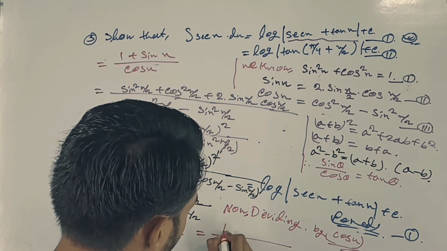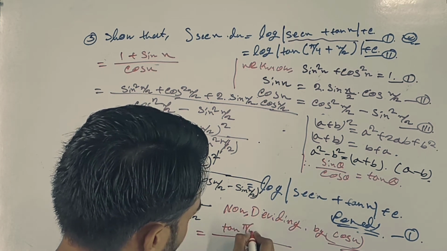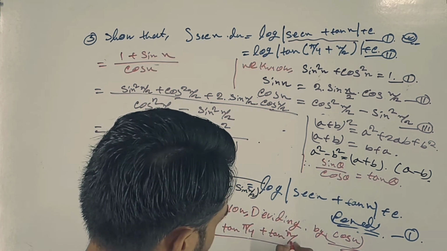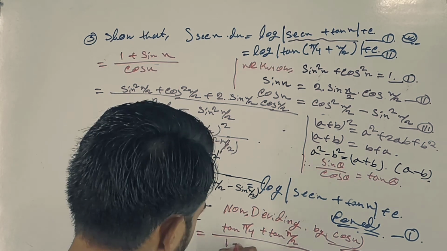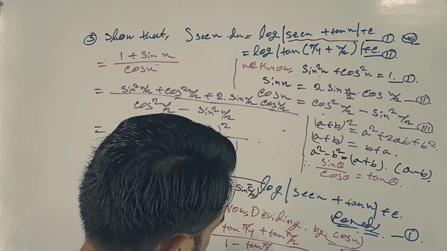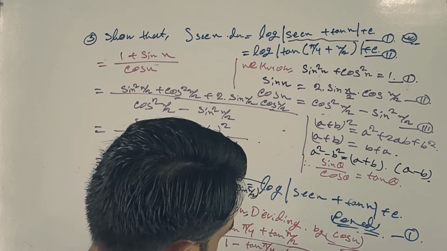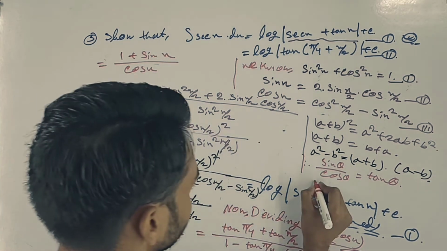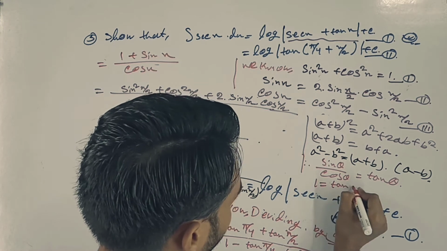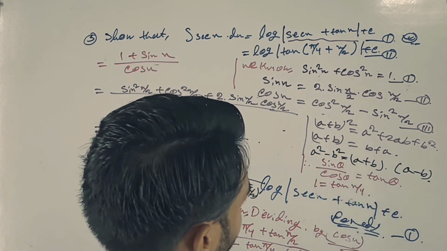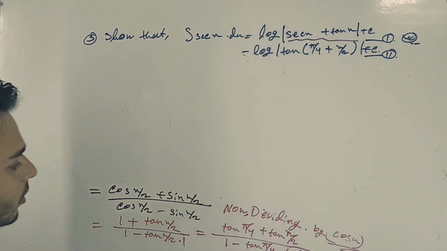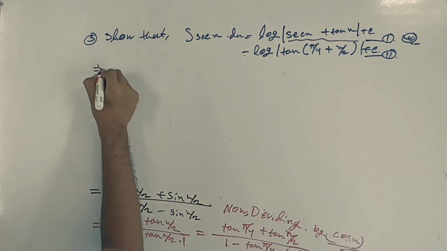So now we write the 1 as tan(π/4), giving tan(π/4) + tan(x/2) in the numerator, and the denominator is 1 − tan(π/4) times tan(x/2), that's it. And 1 equals tan(π/4), not x/4, it is π/4.